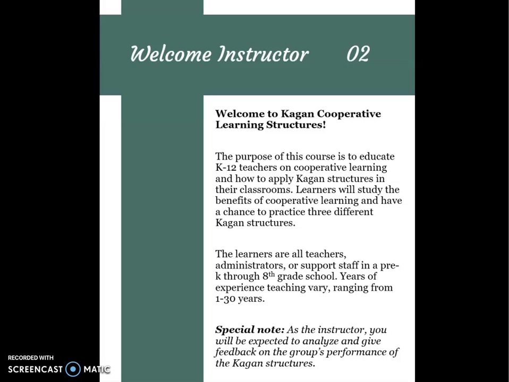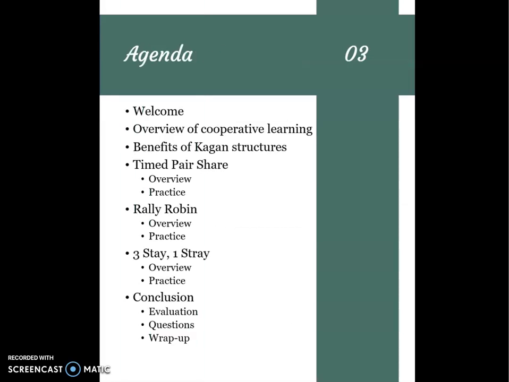There's a special note italicized at the bottom for the instructor to realize that they are expected to analyze and give performance of the group, so, like give feedback on the group's performance. So they have to be aware of how the group should be performing the activities later in the workshop. There's also an agenda of what should happen in the workshop. I don't have times listed here, but I do later.